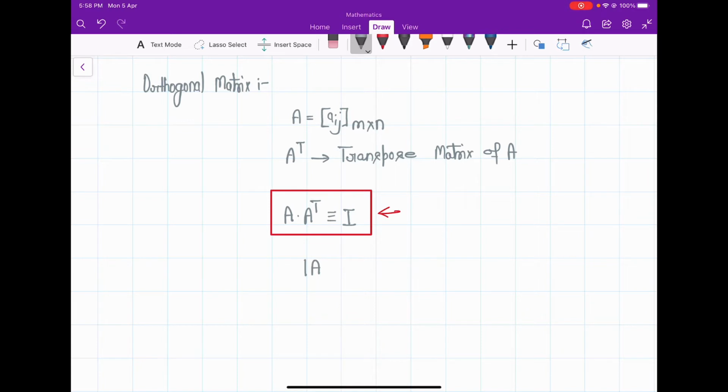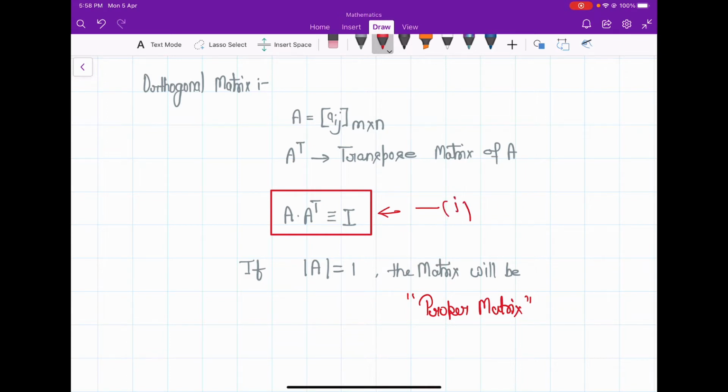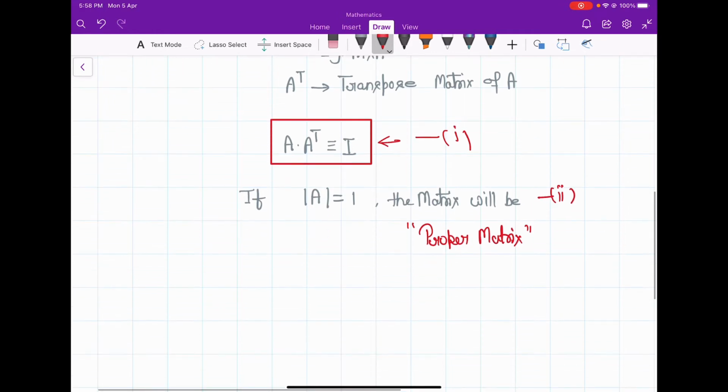The other subcase is, if the determinant of A, mod A, is 1, then the matrix will be a proper matrix. So in the case of a proper matrix, if condition 1 and condition 2 are satisfied, then we can say the matrix is a proper matrix.